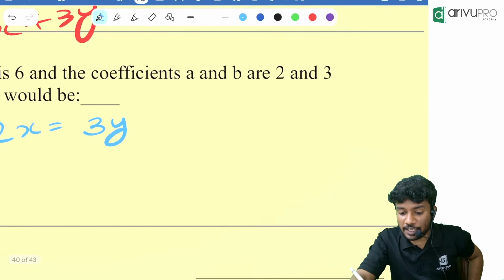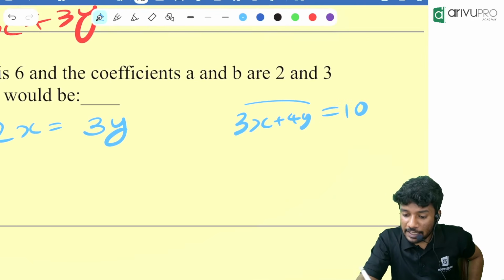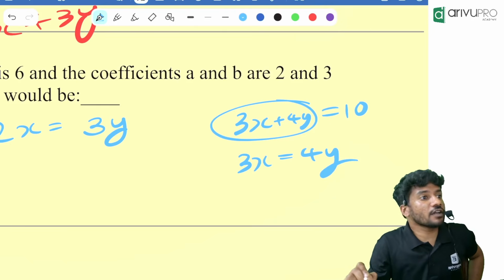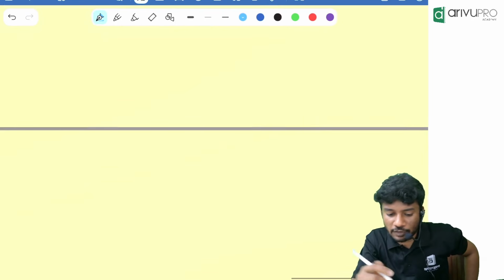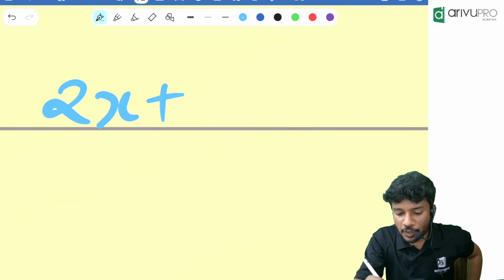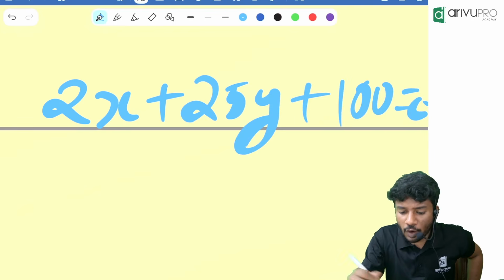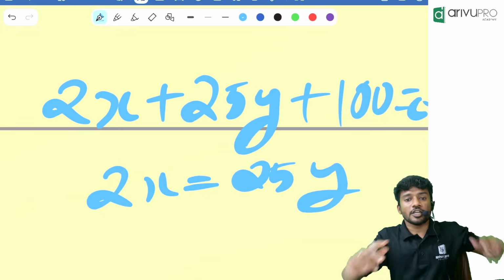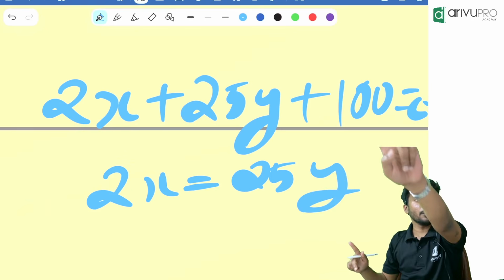If the question is like 3x plus 4y is equal to 10, directly you can write 3x is equal to 4y. Then instead of x you will substitute the value, instead of y you will substitute the value. What if the question is like this? 2x plus 25y plus 100 is equal to 0. How will you solve it? 2x is equal to 25y. You will ignore negative sign, you will ignore constant value.